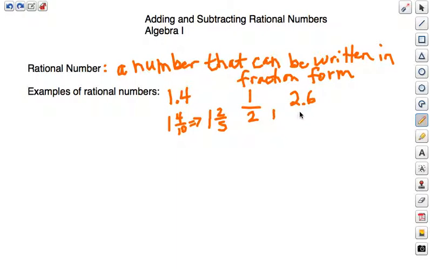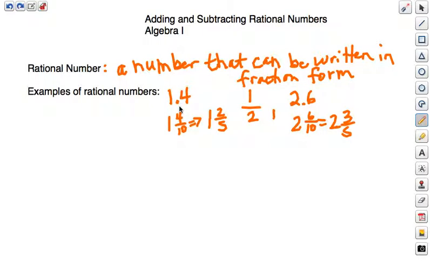2.6, another example, okay? In this case, we can write it as a mixed number, which is in fraction form, so 2 and 6 tenths. Or if we want to go ahead and reduce that, it would be 2 and 3 fifths. So all of these are rational numbers.